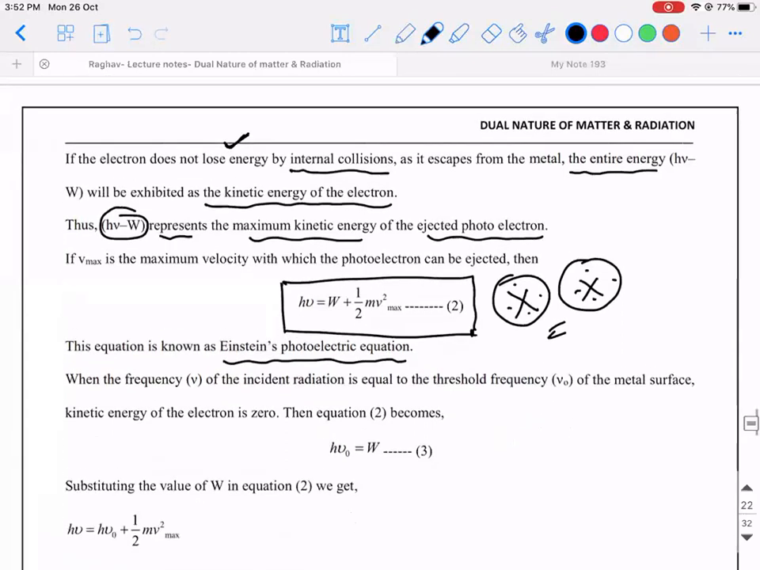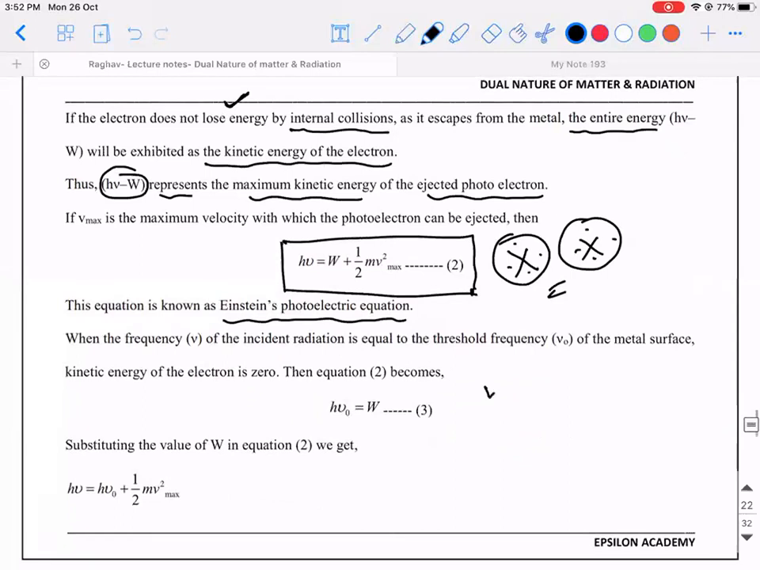Okay. And one important point to be noted here is, till now we understood that work function is the minimum energy required for the electron to escape. But work function, if you have to give a formula, it is written as h into nu naught, where nu naught is called the threshold frequency.